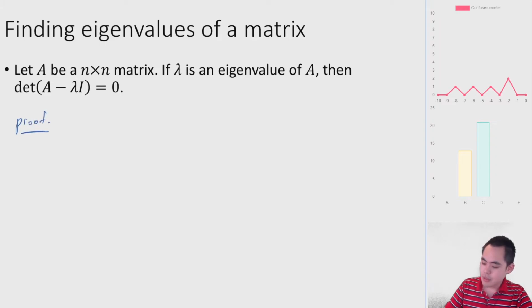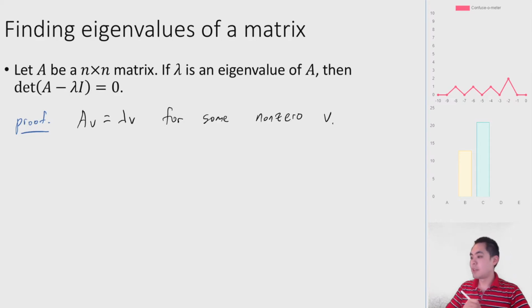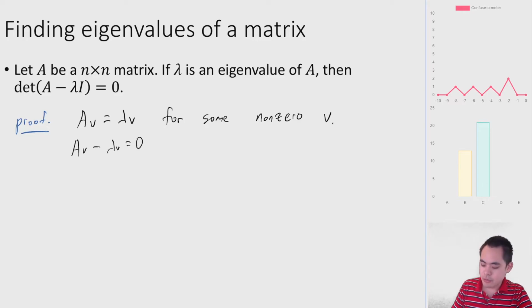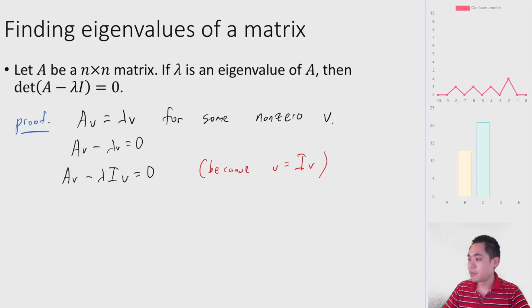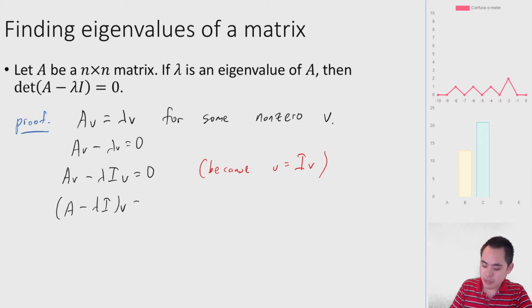So the proof here is that the definition of an eigenvalue is Av equals lambda v for some non-zero vector v. If we subtract, Av minus lambda v is equal to 0. Note that you can rewrite this as (A minus lambda I) times v equals 0, because v is equal to Iv, since anything multiplied by the identity matrix stays the same. Then you can use the distributive property of matrix multiplication: (A minus lambda I) times v is equal to 0.